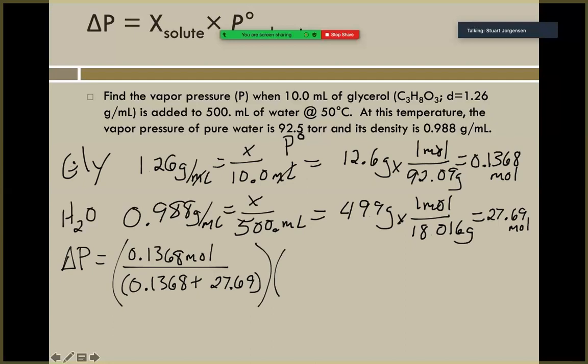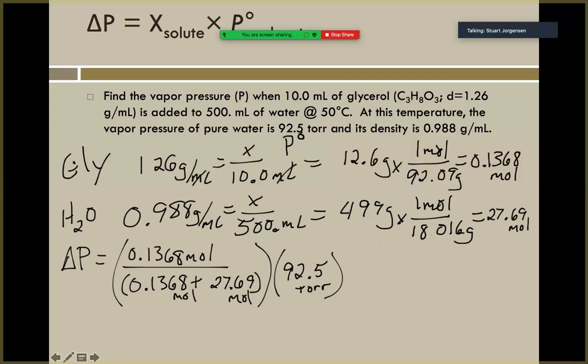Cool, so I've got my fraction set up there: moles of solute over total moles. Then I need to multiply by the original pressure of our solvent, which is that P naught, the P with the little 0 next to it. So our original pressure was 92.5 torr. The good news is we've got everything set up here. These would technically also be moles over moles, so the moles all cancel out. We have just our unitless fraction times torr, so our final answer would be in torr.